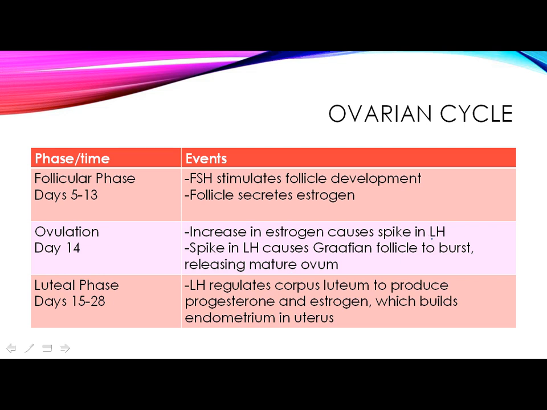And then your LH and FSH drop back down. And then we enter the luteal phase for the rest of the cycle. And that's where you've got the corpus luteum. Remember, that's where luteal comes from, luteal, luteum. You've got the corpus luteum, which is making progesterone and estrogen. And that's really important to build up the endometrium in the uterus.